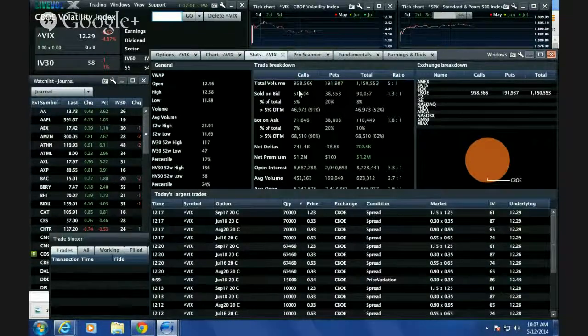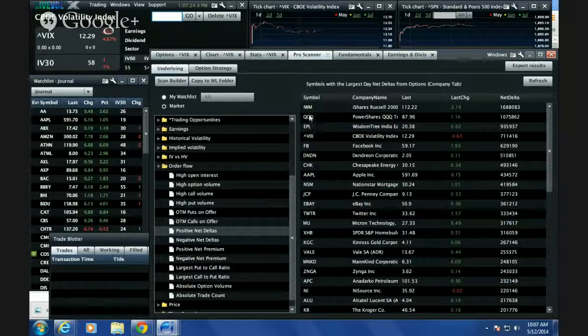Now this ratio, just so you guys know, it's not something that unusual for the VIX. There's always more call activity than put. So I wouldn't just say, oh my God, it's like 1 million to 200,000, it's definitely the VIX is going up. That's not true. A lot of times people just use this to hedge.